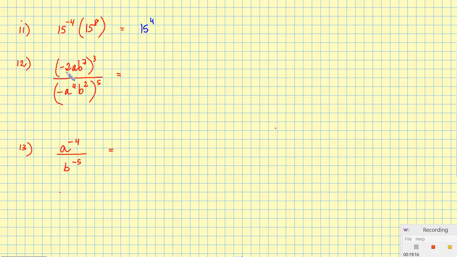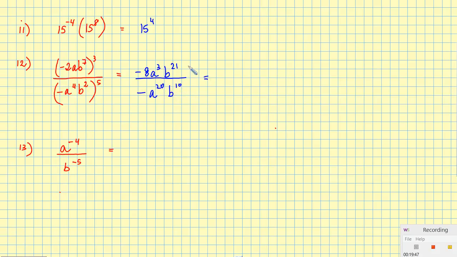If I have negative 2, a, b to the 7th, all raised to the power of 3, then that gives me negative 2 times negative 2 times negative 2, which is negative 8, and it goes to a cubed, and then b to the 21st, all over, and a negative in the front here to the 5th power will always be a negative, so it's a to the 20th, b to the 10th.